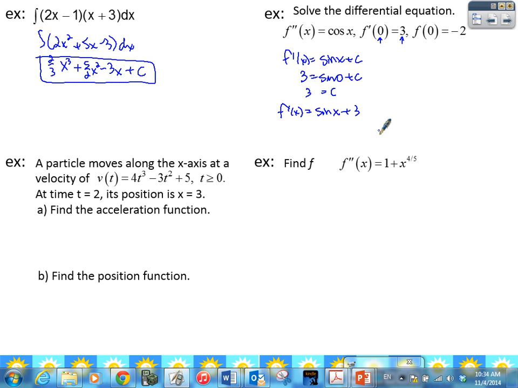Yes. When they're very nice to us and give it to us at 0, you don't have to show this work, if that's what you're asking. No, you don't have to show it. You can go straight to the answer. I'm just showing you how I got it.